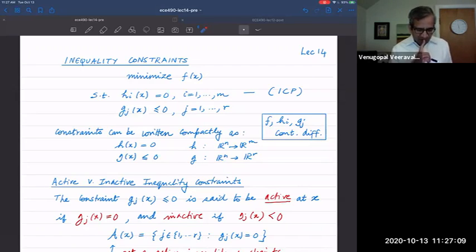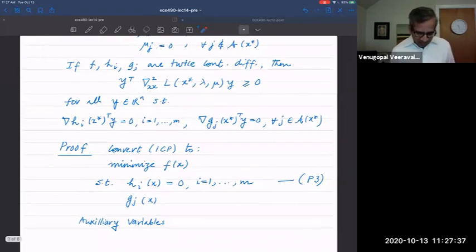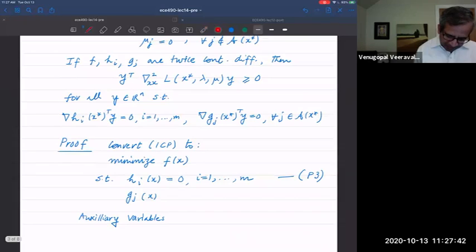So what we can do is the following. If an inequality constraint is inactive, that means there's some gap between Gj of x and 0. So I'm going to introduce an auxiliary variable to fill that gap and make it equal to 0. I can always do that. But what does that buy me? We'll see. So I'm going to add to this function Gj of x a variable Zj.